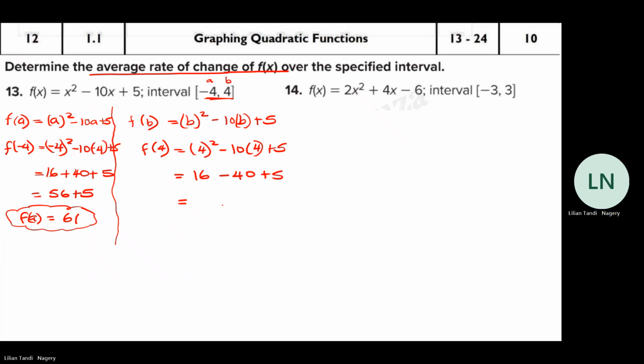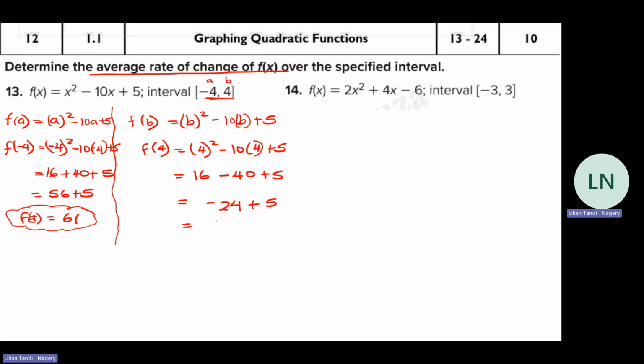and that should give you -19, because this should give you -24 and then plus 5.